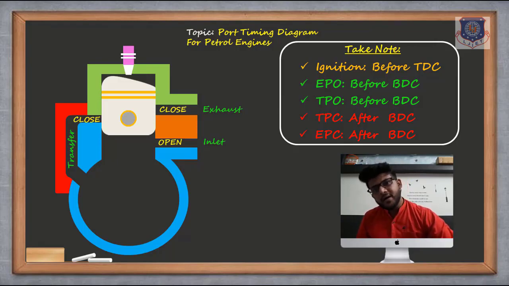Then it will come back in compression. So it will first close the transfer port, and after that it will close the exhaust port, and it will reach TDC. So in that case you can see clearly that in the last 4 steps everything is in BDC terms. Everything is in BDC terms. Only the first step is in TDC terms. So that's it for this simple logic.